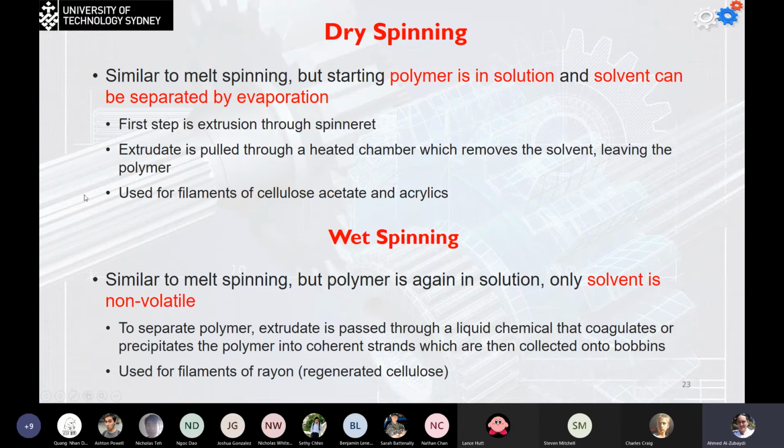Dry spinning is similar to melt spinning, but the starting polymer is in solution, and the solvent can be separated by evaporation. The first step is extrusion through the spinneret. It is pulled through heated chambers where the solvent is removed, leaving the polymer as a solid. It is used for filaments of cellulose acetate and acrylics. Wet spinning is similar to melt spinning, but the polymer is again in solution, and only the solvent is non-volatile.